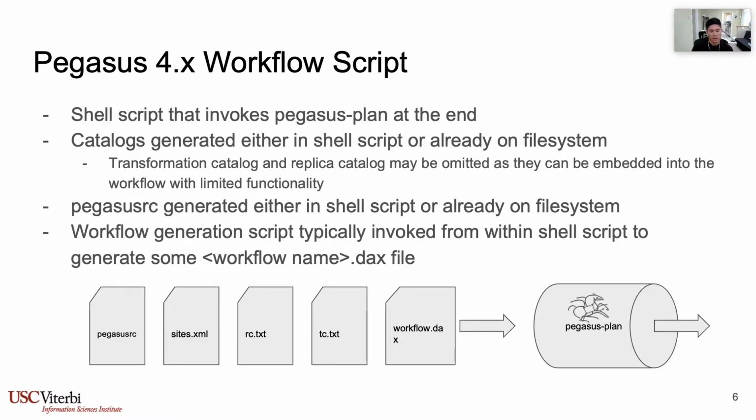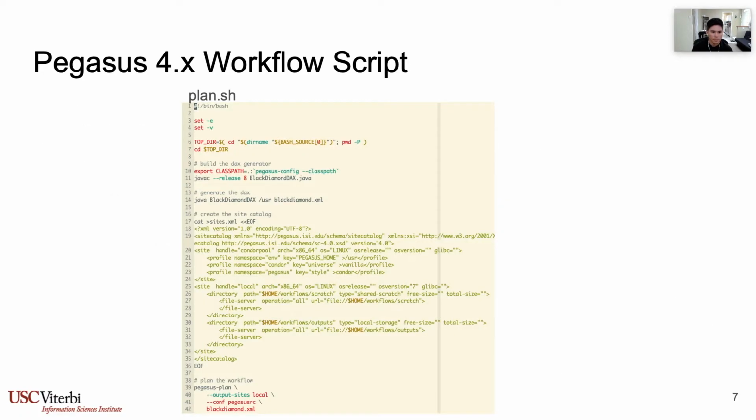The Pegasus RC, just like the catalogs, is also generated in the shell script inline, or you might already have one existing on the file system. And then lastly, you have a workflow generation script that's typically invoked from within this shell script to then generate some workflow.dax file. So in the end, when our workflow script runs, we end up generating these files right here. Some may be omitted. And then in the end, you just run them all through pegasus-plan, which takes your abstract workflow, looks at the catalogs, and then converts this workflow into an executable one, and possibly runs the workflow itself.